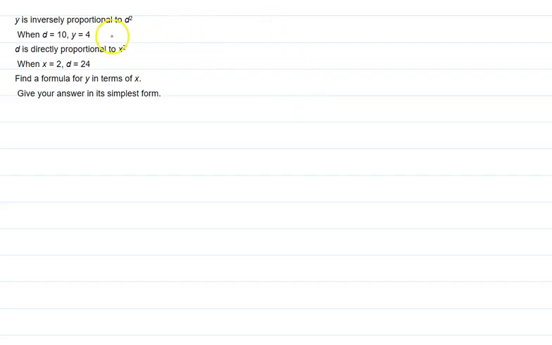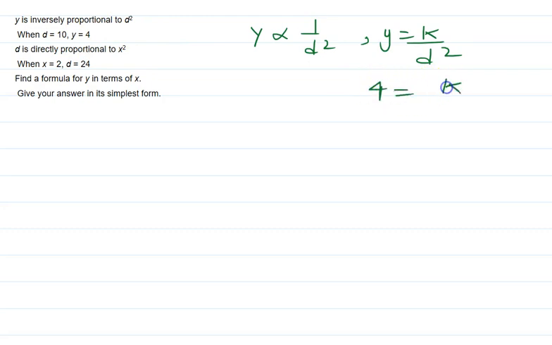Our last question is, y is inversely proportional to d square. So when we remove the proportionality sign, we always write y equals k over d square. Now it is given d is 10 and y is 4. So let's put d is 10 and y is 4. 10 square is 100. So cross multiply, we got 1 times k is k, and 100 times 4 is 400.